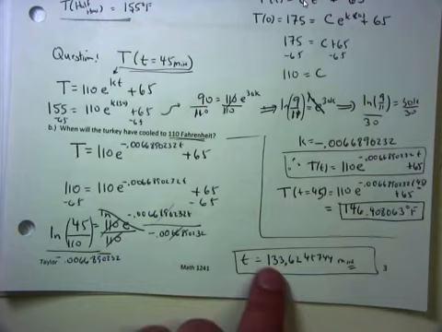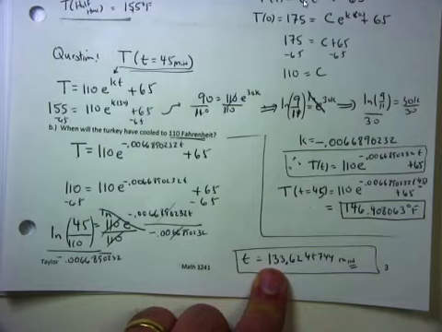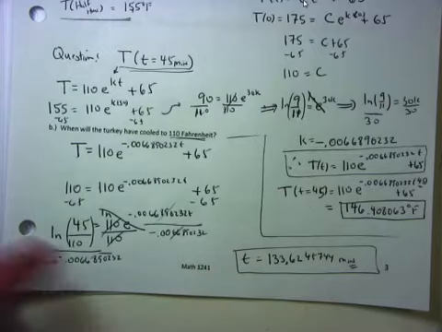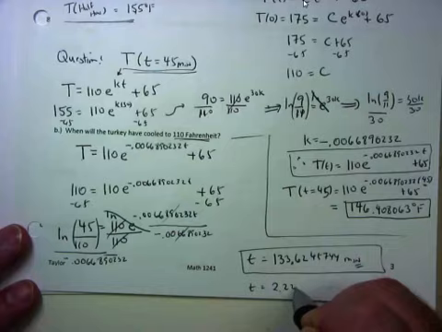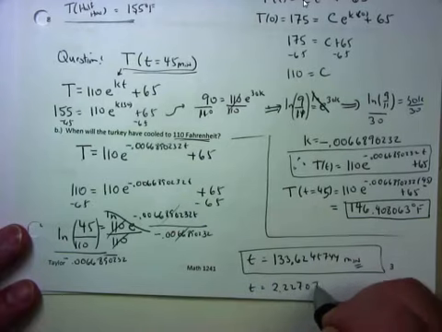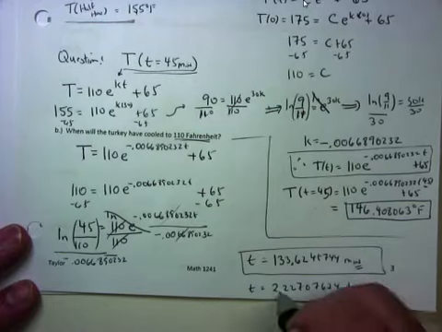So I take my answer. Remember, there are 60 minutes in an hour, so I'll divide this by 60. Divide by 60, that helps. Divide by 60, and what do I get? I got for hours, t equals 2.22707624 hours. Does that make sense?